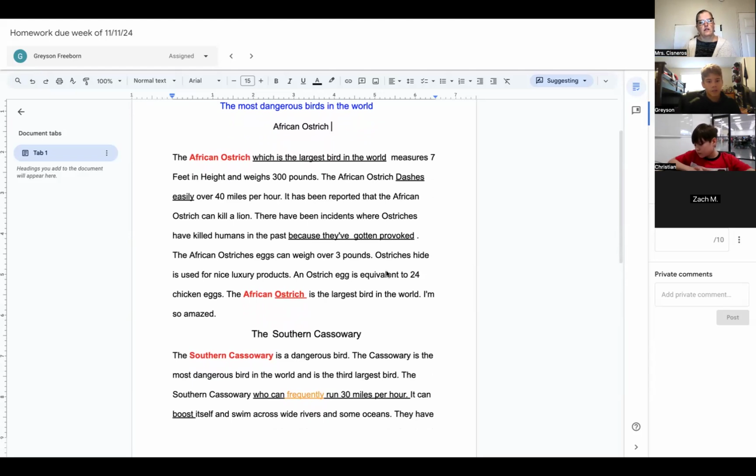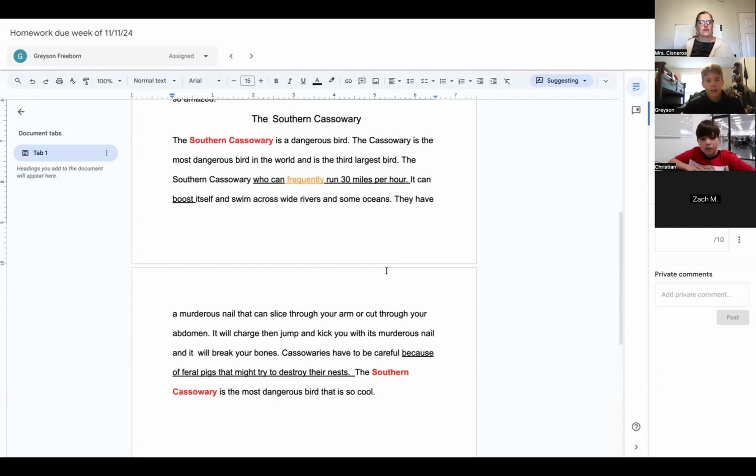The African ostrich, which is the largest bird in the world, measures 7 feet in height and weighs 300 pounds. The African ostrich dashes easily over 40 miles per hour. It has been reported that the African ostrich can kill a lion. There have been incidents where ostriches have killed humans in the past because they've gotten provoked. The African ostrich eggs can weigh over 3 pounds. Ostrich hide is used for nice luxury products. An ostrich egg is equivalent to 24 chicken eggs. The African ostrich is the largest bird in the world.